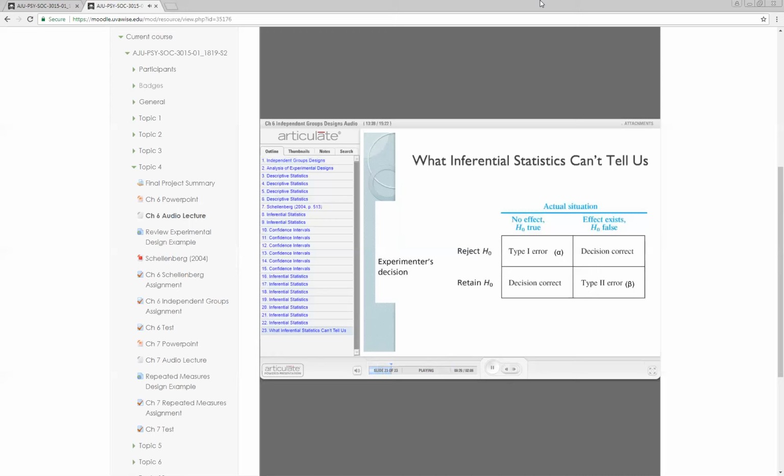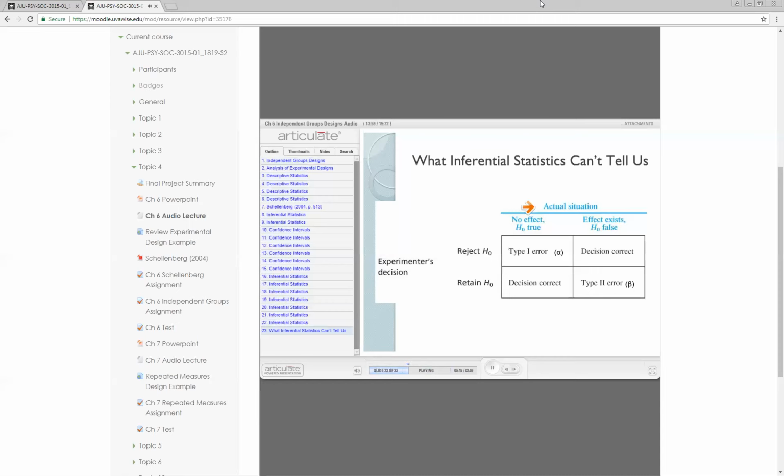There's two things that play into account in terms of what inferential statistics can tell us. One is the experimenter's decision, the decision that you make. You decide whether to reject H0, which is the null hypothesis. If you reject the null hypothesis, you say there is a difference, or retain the null hypothesis and say that there is no difference between the groups.